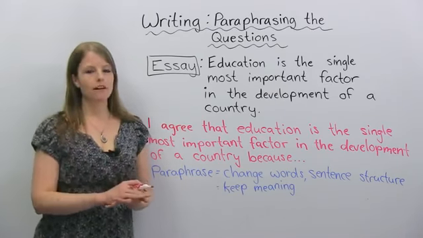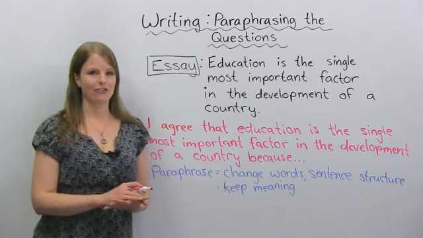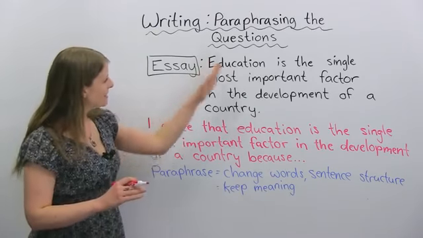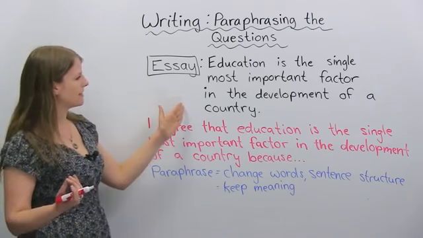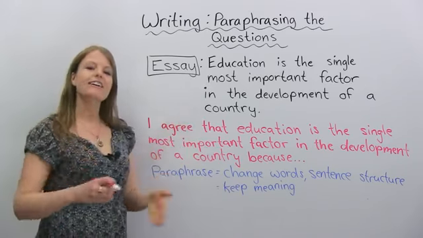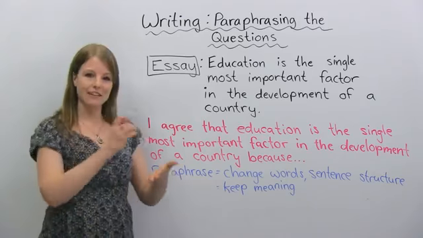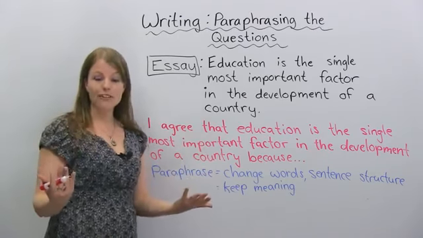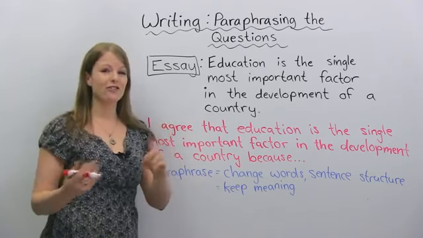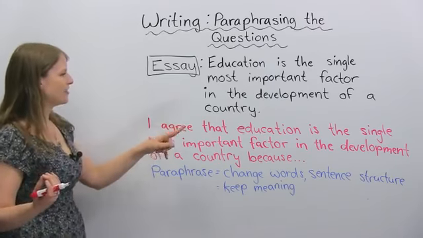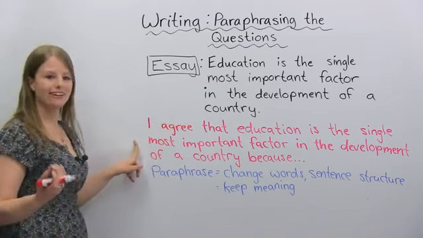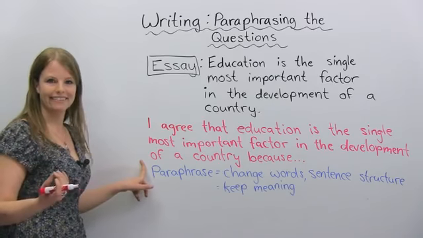Now, a problem a lot of students have is in their answer to this question. They see this and they think, okay, education is the most important factor in the development of a country. Yes, I agree, or I disagree, and they start writing. And what do they write? Usually the very first thing students will write is this: I agree that education is the single most important factor in the development of a country because.